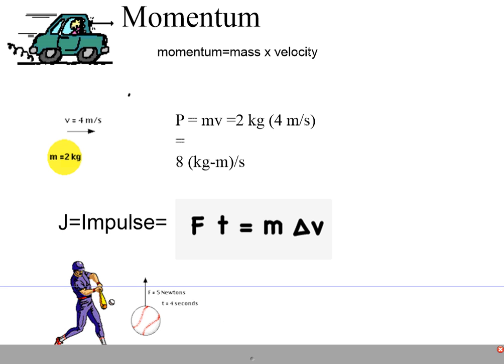So here is an example of a baseball player changing the momentum of a ball by applying a force of, say, 5 newtons by the bat. The bat applies the force on the ball, and if the bat stays in contact with the ball for 4 seconds, which is kind of long in a real-life situation, there will be a change in momentum of the ball of 20 newton seconds.